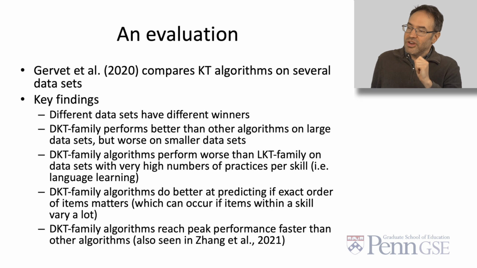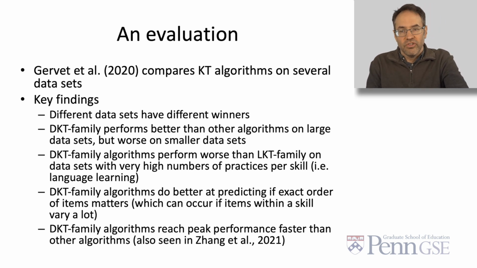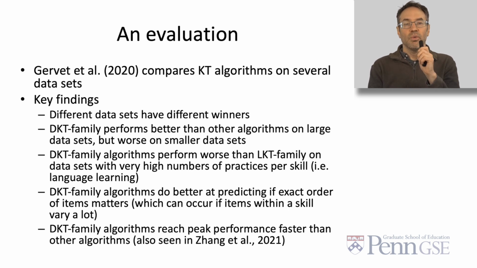A surprising number of DKT family papers are on a single dataset, and Gervais et al. find that that's always going to lead to getting an idiosyncratic winner. They also found that the DKT family algorithms perform better than other algorithms on large datasets, but worse on smaller datasets. In particular, DKT family algorithms perform worse than the LKT family on datasets with very high numbers of practices per skill, such as language learning domains.